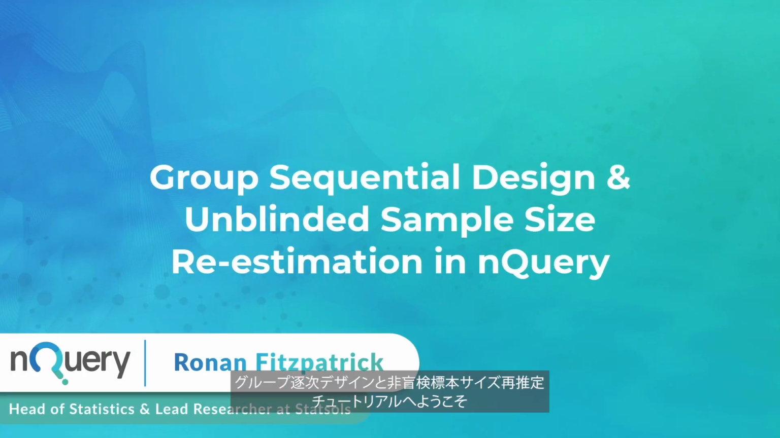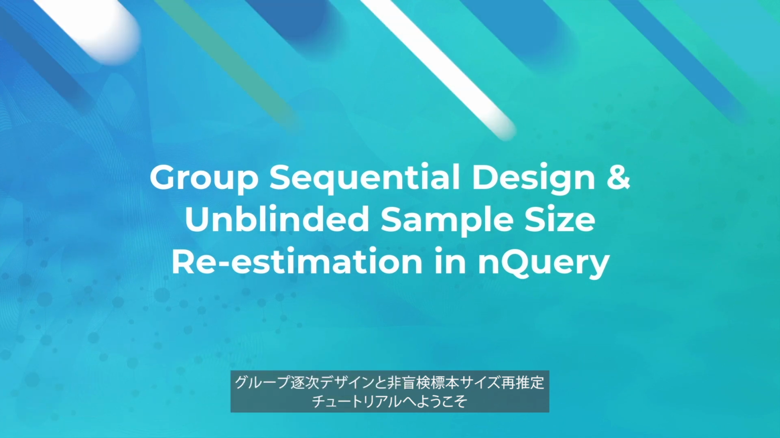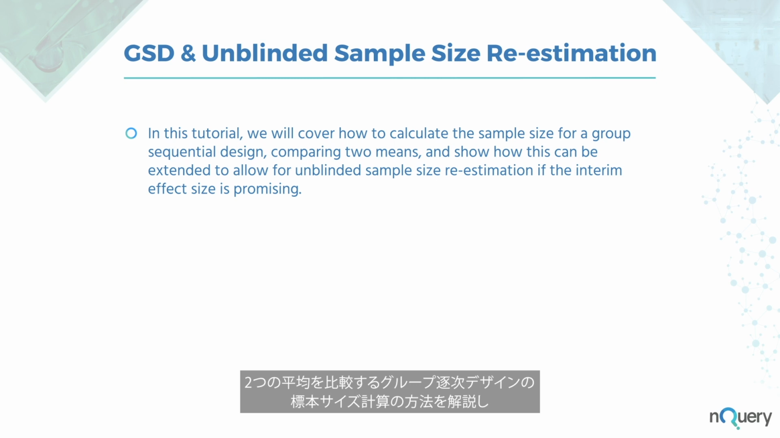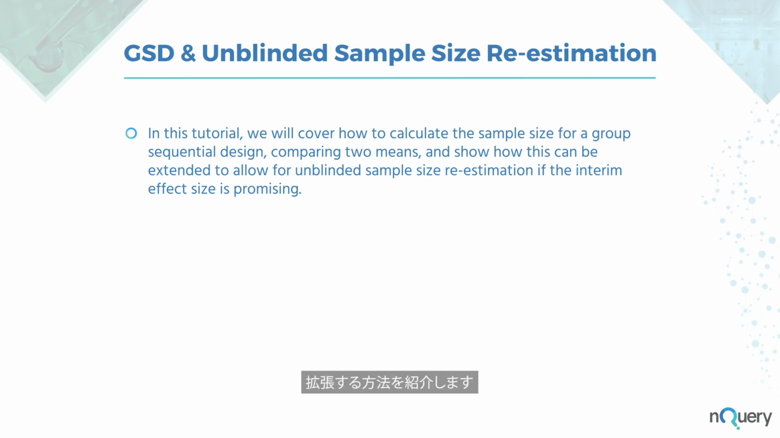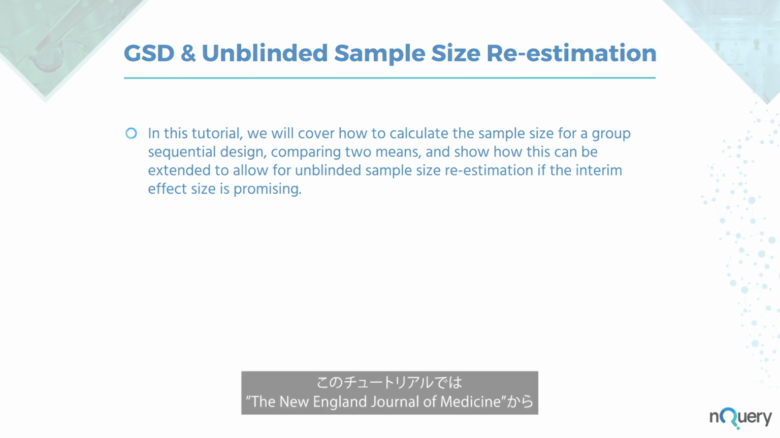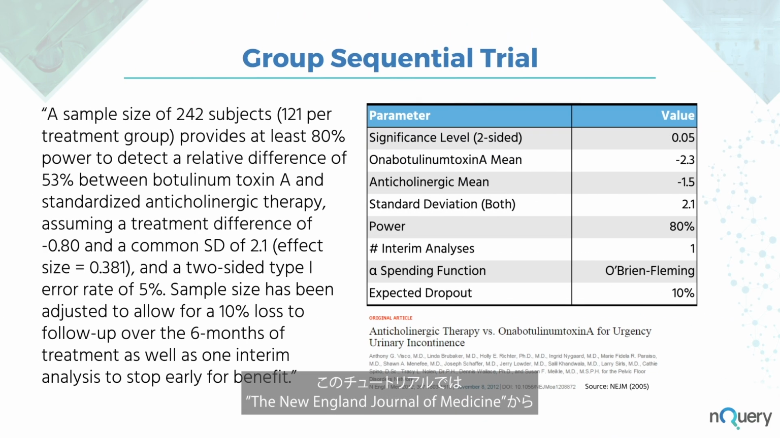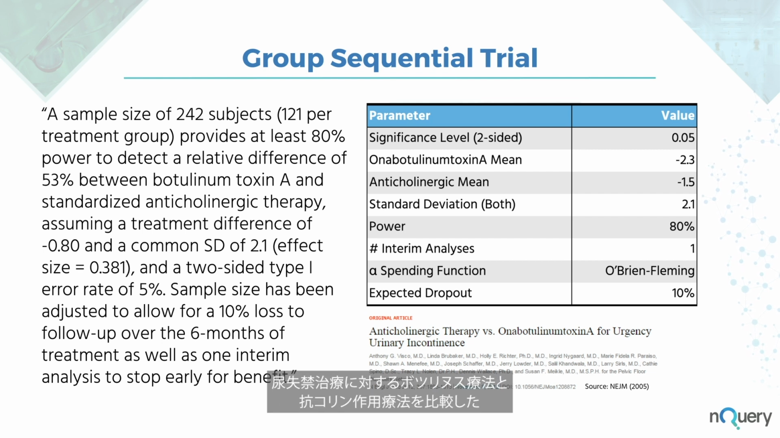Welcome to this tutorial for group sequential design and unblinded sample size re-estimation in nQuery. In this tutorial, we will cover how to calculate the sample size for a group sequential design comparing two means and show how this can be extended to allow for unblinded sample size re-estimation if the interim effect size is promising. To do this, we are going to replicate an example of a group sequential design for the comparison of two means from the New England Journal of Medicine comparing Botox against anticholinergic therapy for the treatment of urinary incontinence.